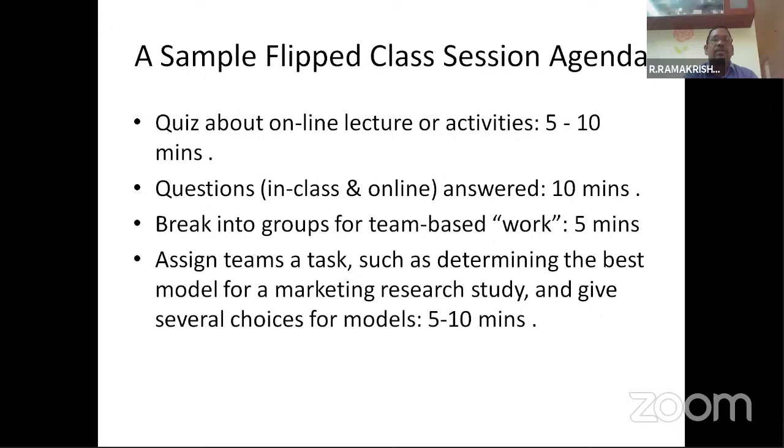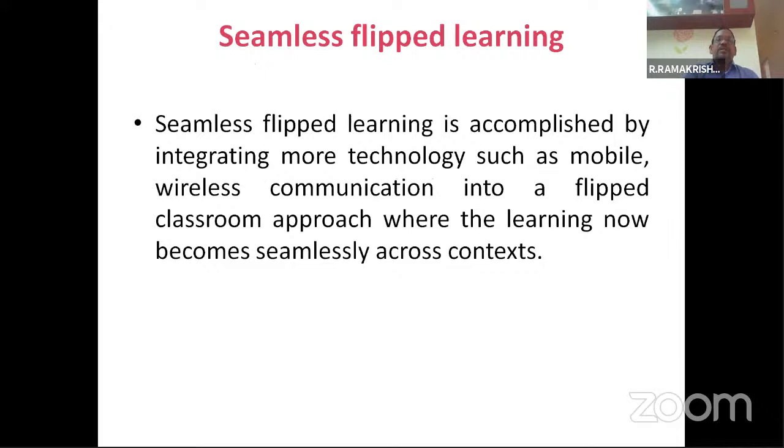Then similarly, the questions in class, for that you have to give 10 minutes. Break up into groups for team-based work, 5 minutes. If your part of the study has any group work, any activity, for that you have to give some time. Then assign the team a task, such as determining the best model for a marketing research study, and give several models, etc. For that you have to give time, 10 minutes. So these are all called flipped learning.